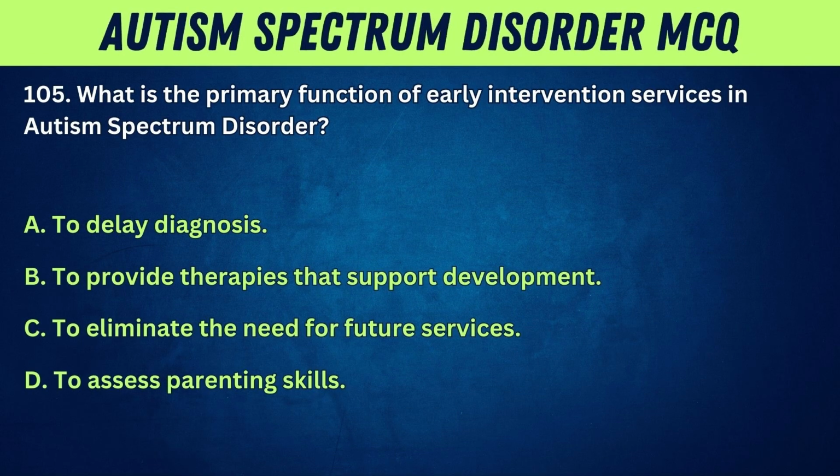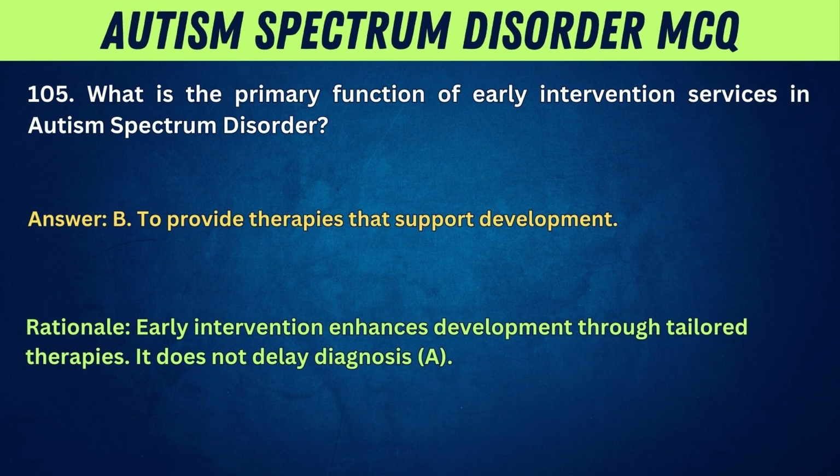105. What is the primary function of early intervention services in autism spectrum disorder? A. To delay diagnosis. B. To provide therapies that support development. C. To eliminate the need for future services. D. To assess parenting skills. Answer: B. To provide therapies that support development. Rationale: early intervention enhances development through tailored therapies. It does not delay diagnosis.